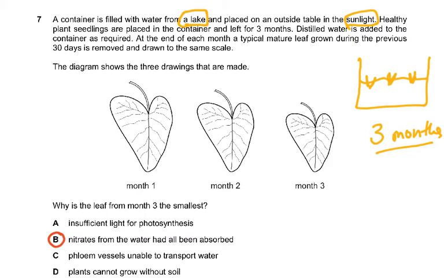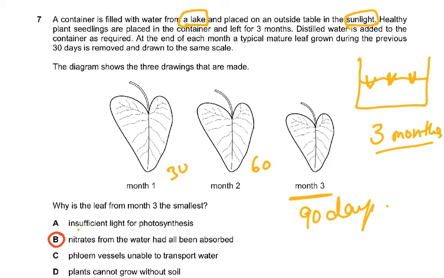At the end of each month, the typical mature leaf grown during the previous 30 days is removed and drawn to the same scale. So you can see this third month one, which is at the end of each month. So this would be at the end of the 90 days. This would be at the end of 30 days. This would be at the end of 60 days. Why is the leaf from month 3 the smallest?